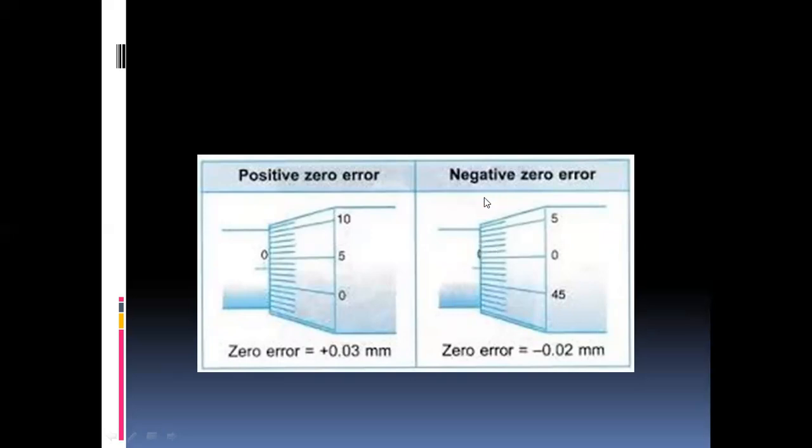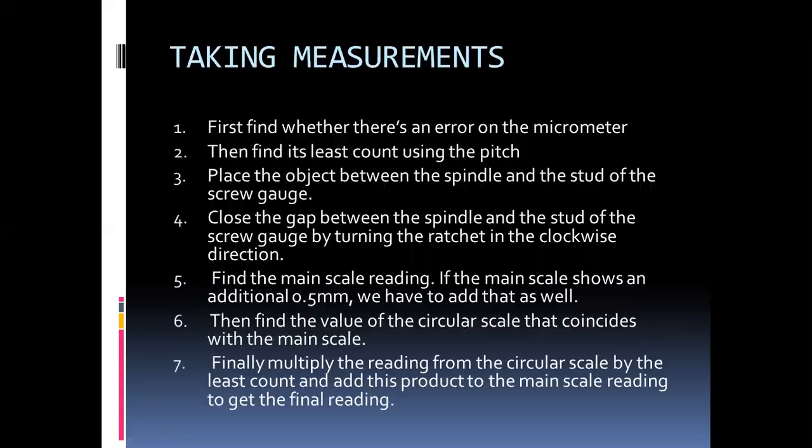Then in the second figure, you can see a negative zero error when the zero of the circular scale goes above the zero of the index line. The cursor is showing the zero of the index line, and you can see the zero is above. And how many lines? 2 lines, 1 and 2, above the zero of the index line. Then it's a negative zero error. So 2 multiplied by 0.01, which was the least count, and we will get minus 0.02 millimeters.